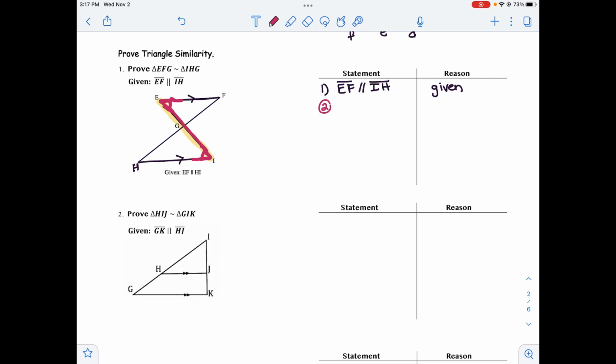Number 2, we have the angle, and we need to make sure we're saying it correctly. Angle E, right here. Angle E is congruent to angle I. And the reason being is it's alternate interior angles.